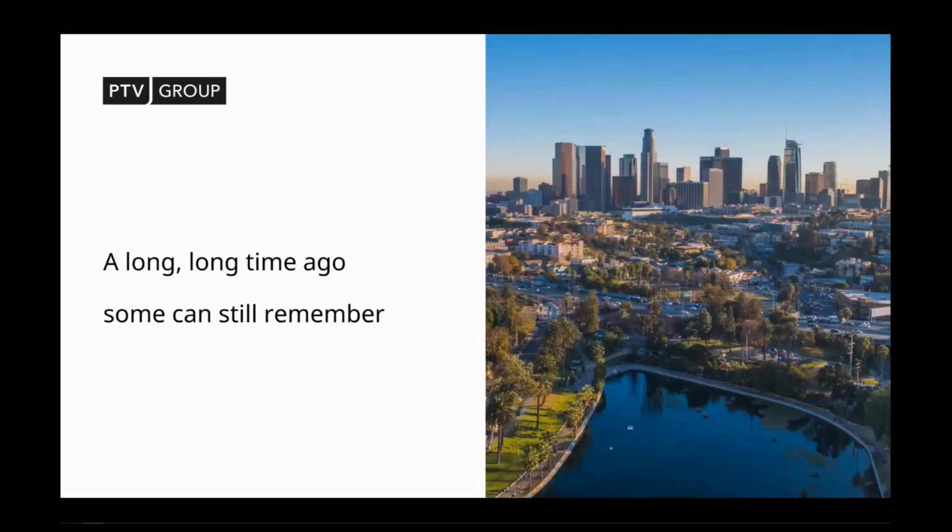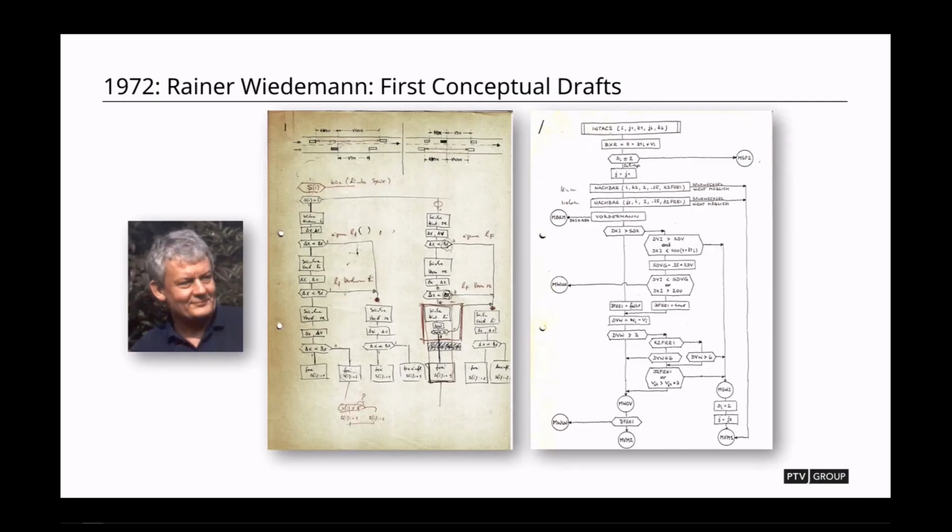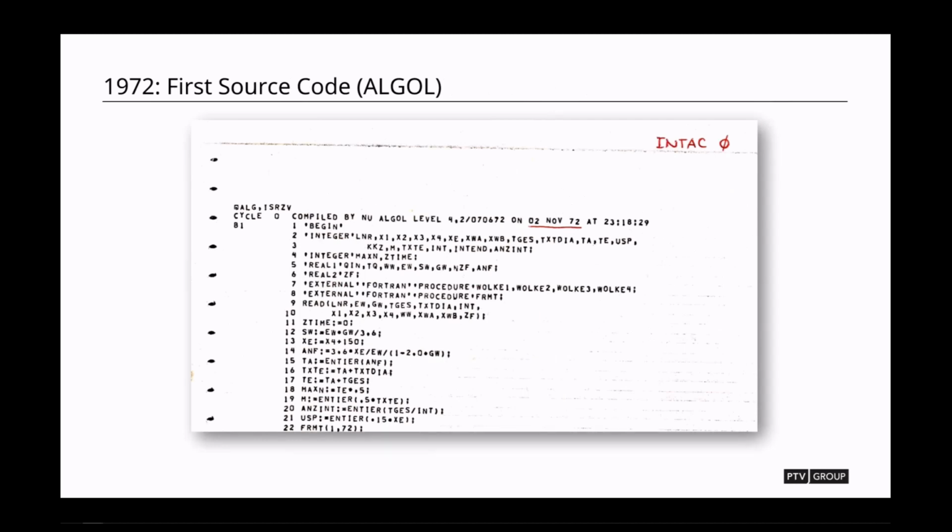It all started a very long time ago. In 1972, Rainer Wiedemann, in his PhD thesis, produced the first ideas of a car following model. That was just two cars following each other with different interaction states. The source code for that was written in Algol, of course on a mainframe computer with punched cards. Here you can see at least a printout of the very first version.